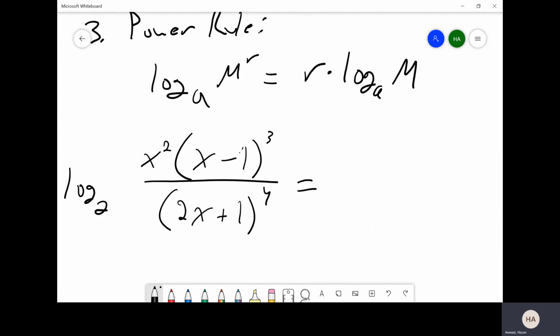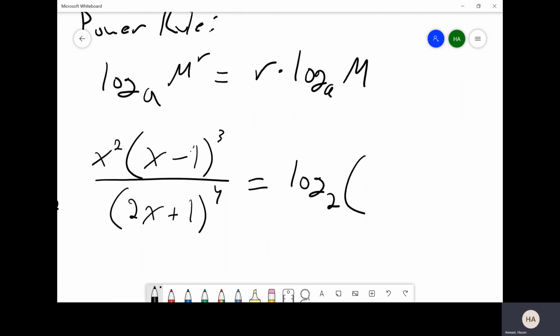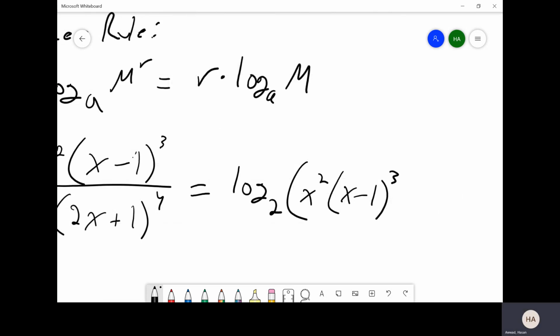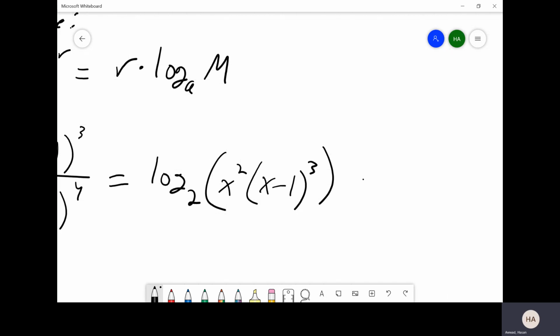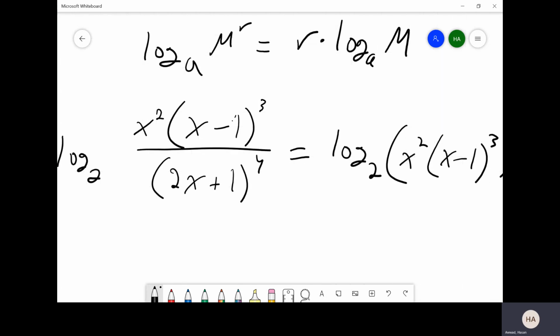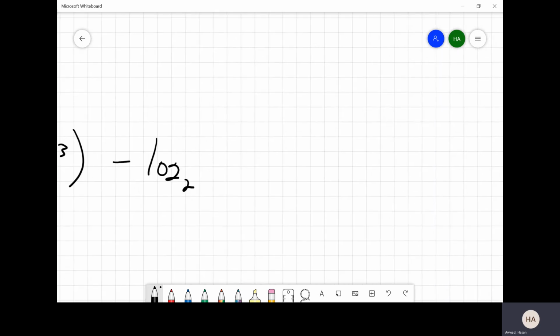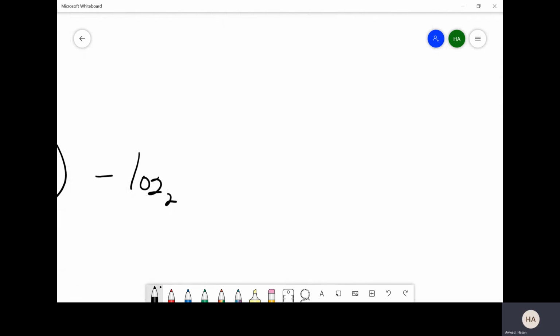So this is the same thing as log, we keep the base the same, it's still log base 2, of x squared times x minus 1 cubed, right? And that x minus 1 cubed, that's also very much still part of the log, but that cube is just being attached to the x minus 1. And the square is just being attached to the first x. Okay, so we have the first log, and now we subtract the second log, also base 2, of the following, 2x plus 1 to the fourth, right? So log base 2 of 2x plus 1 to the fourth.